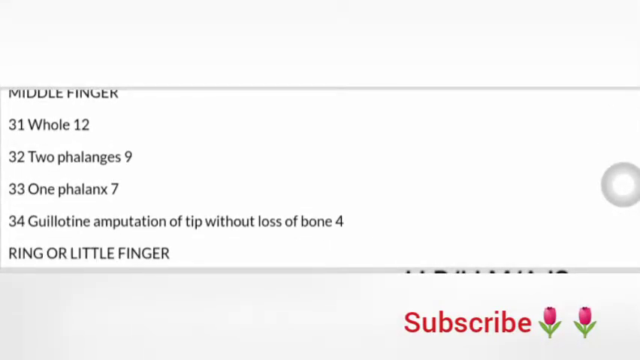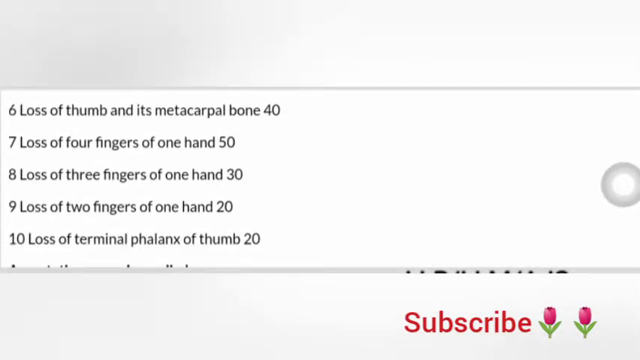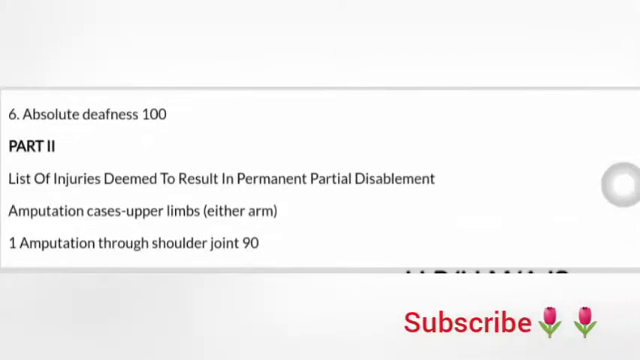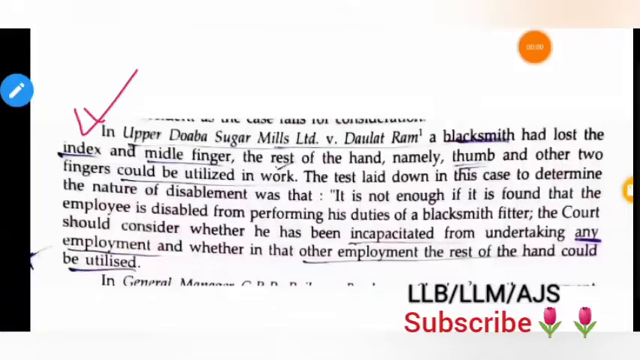Middle finger hold 12. For example, you can see loss of 4 fingers of one hand 50% only, and it is under the permanent partial disablement. So now we're going to discuss certain relevant case laws.